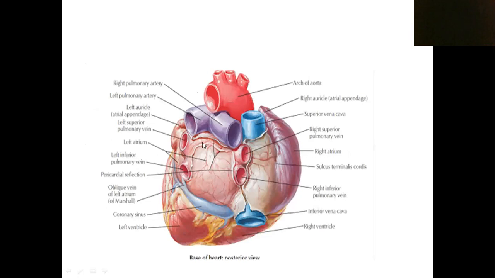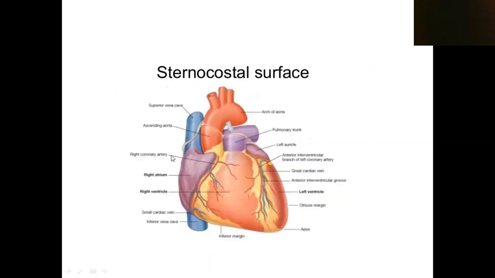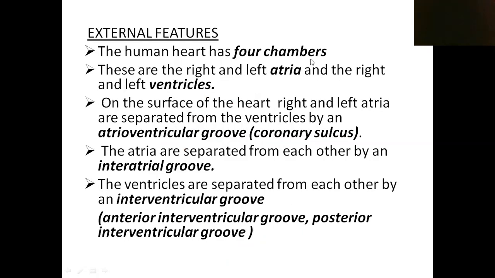See, this one is the left atrium. This is the right atrium. So left atrium, left ventricle, right atrium, right ventricle. So these are the four chambers. You know the previous image. See, right atrium, right ventricle, left atrium, left ventricle. So the first point is clear. It is having four chambers, right and left atria and right and left ventricle.